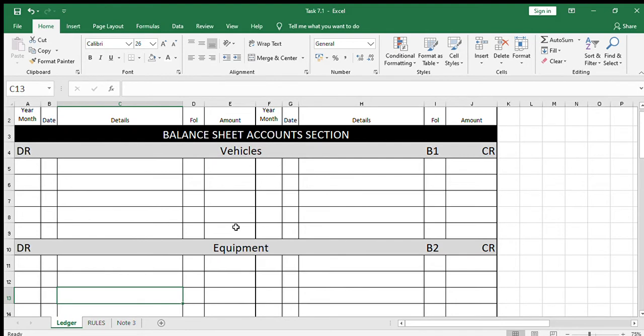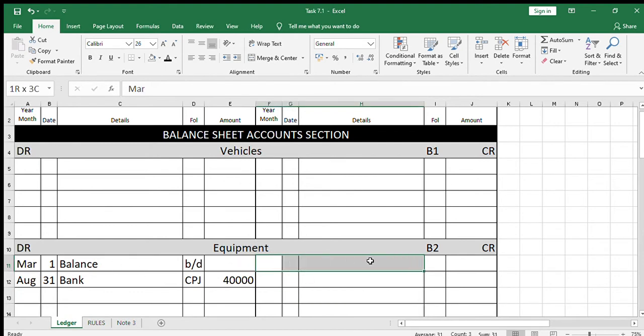So we can go to the equipment account. Remember, equipment is an asset, so the balance is brought down on the debit side. Okay, this new equipment was bought on 31st August at a cost price of 40,000 rand. Now I said that the 174,000 includes the 40,000. So that means the 174,000 is not the balance brought down, but it is actually the balance carried down.